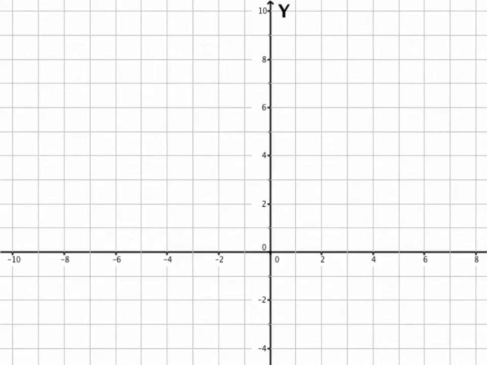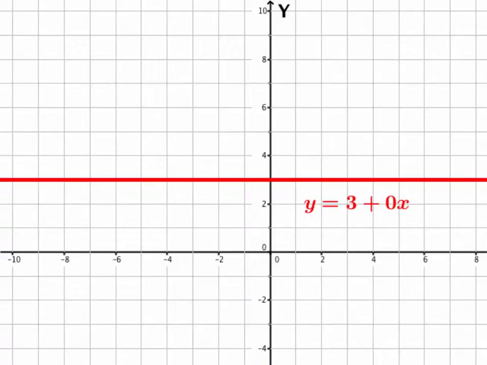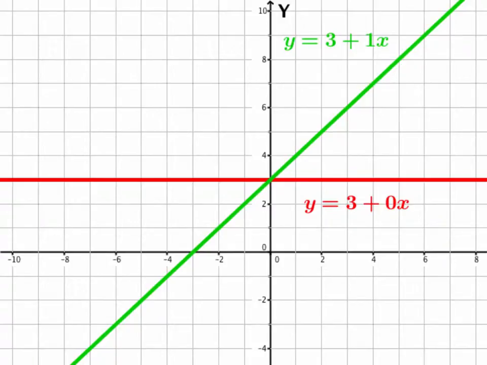Now, we already know what y equals 3 plus 0x looks like. That's got a y-intercept of 3, but that slope of 0 means that no matter what value x takes on, y is always going to be 3, because 0 times anything is always 0. That's why we get a horizontal line. And we already know what y equals 3 plus 1x looks like. That also has a y-intercept of 3 and a slope of 1. It kind of looks like a 45-degree line.